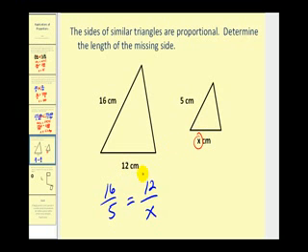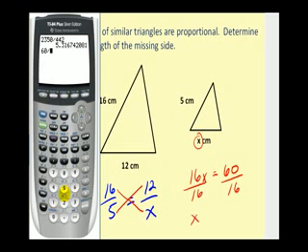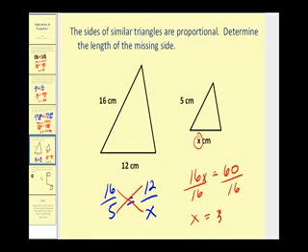Again, it's important that we compare the larger triangle to the smaller triangle consistently, as we did here. So now we'd have 16 times x, or 16x, must equal 5 times 12, that'd be 60. Dividing both sides by 16 will give us the length of this missing side. And 60 divided by 16 is equal to 3.75. So this side has length 3.75 centimeters.